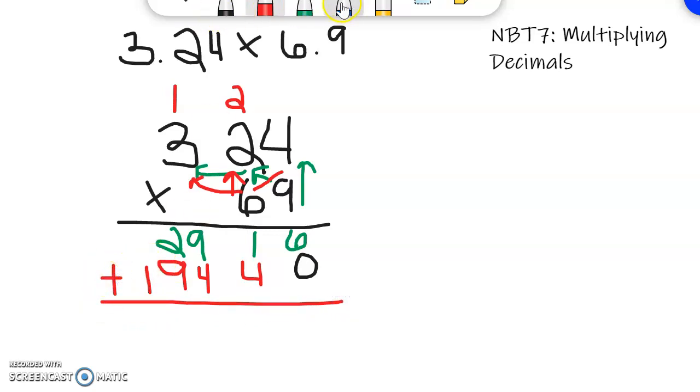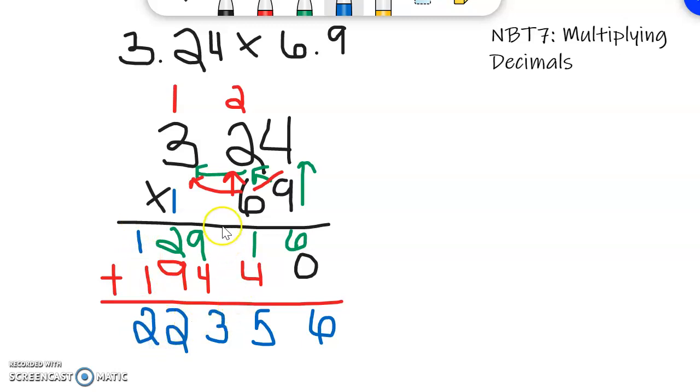Okay. So 6 plus 0 is 6. 1 plus 4 is 5. 9 plus 4 is 13. Regroup the 1. 2 plus 9 is 11, plus 1 more is 12. 2 down low, regroup the 1. 1 plus 1 is 2.